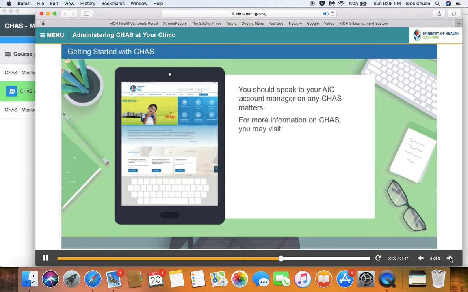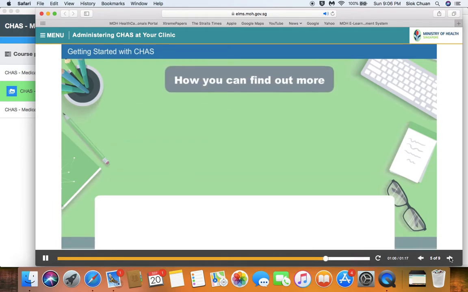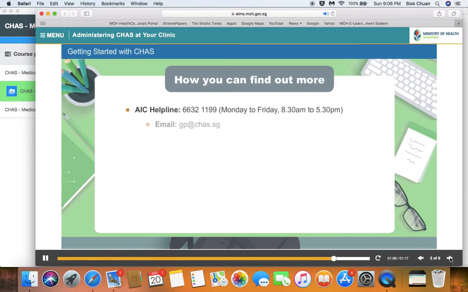You should also be able to find available resources on the CHAS website, Primary Care Pages website, or Resource Hub in the MOH Healthcare Claims Portal. Here are other useful resources that you can refer to.